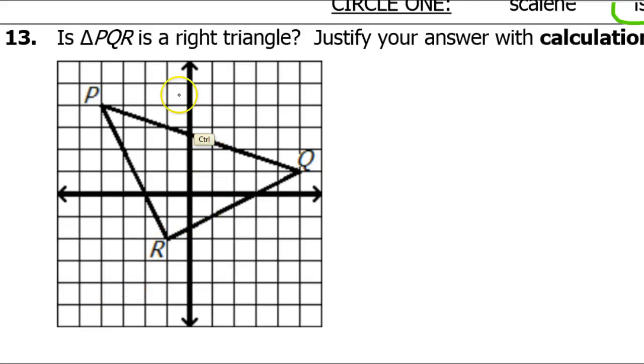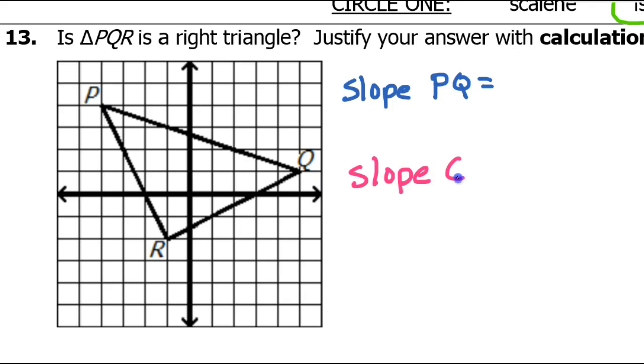Now let me show you how to determine whether or not this is a right triangle. I'm going to need the slopes of these lines in order to do this, so let me just set this up. I'm going to need the slope of line segment PQ, the slope of QR, and the slope of PR.